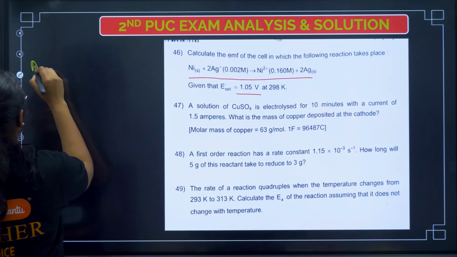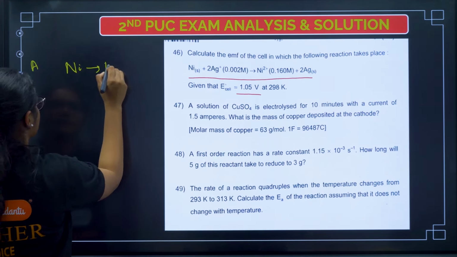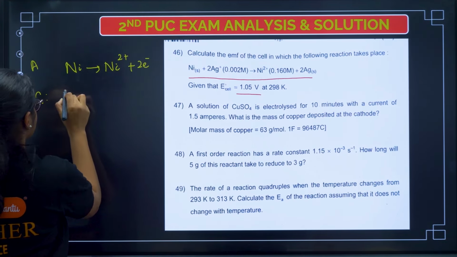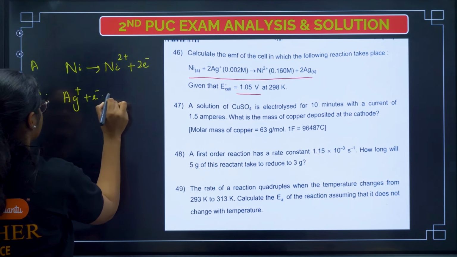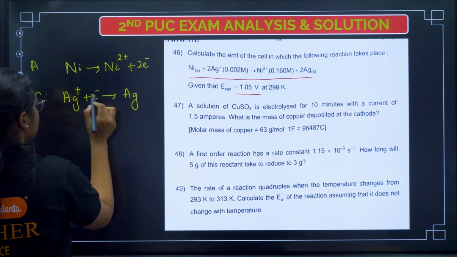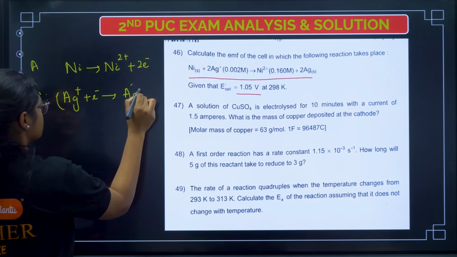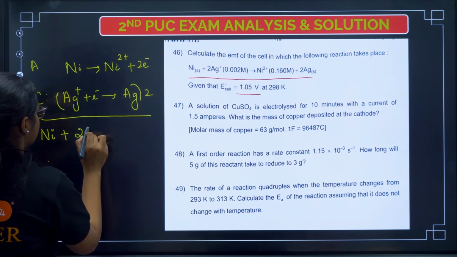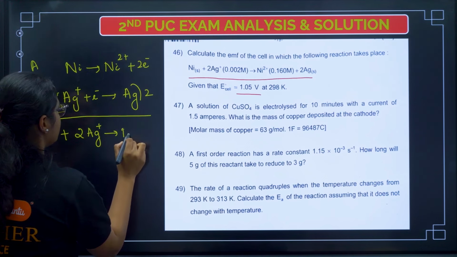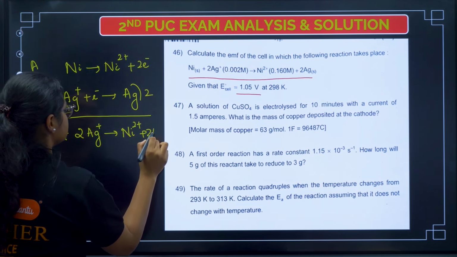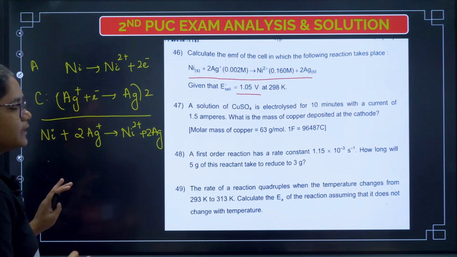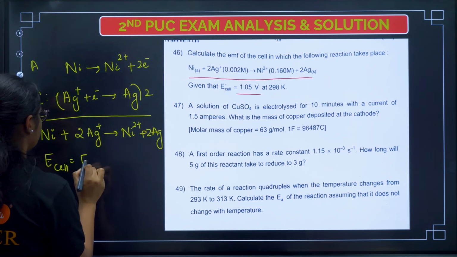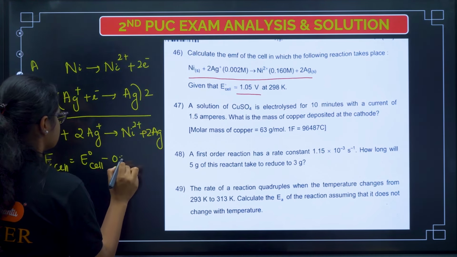So the anode reaction will be Ni getting converted to Ni2+ plus 2 electrons. The cathode reaction will be Ag+ plus electron will give you Ag, right? Then you have to take the same number of electrons. So this equation should be multiplied by 2 and then we have to add the reactions. So what will I get? Ni plus 2 Ag+ will give me Ni2+ plus 2 Ag, right? So we got this one. Now we can write the Nernst equation. So what will be my Nernst equation? E of the cell will be equal to E naught of the cell minus 0.059.